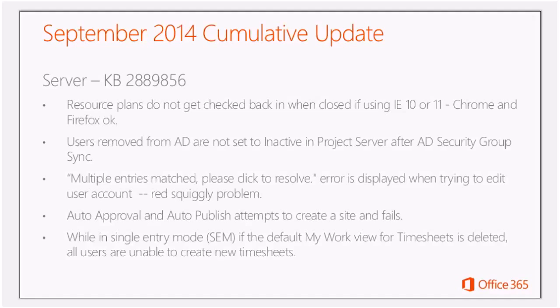In previous versions of Project, when you would go to a page in PWA, if you'd never been there before, we would always give you a view to look at. So the unique thing about going into single entry mode is that it says, well, I need to make sure that I have two things. I need to make sure that there is a timesheet view and that there is a My Work view.